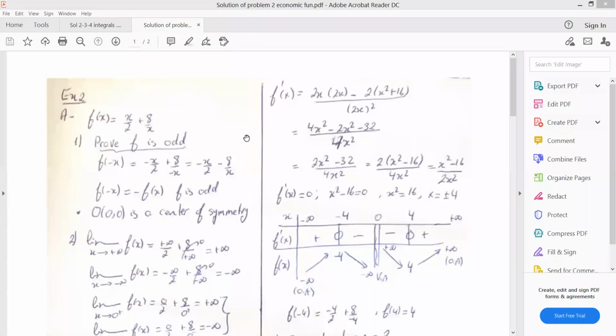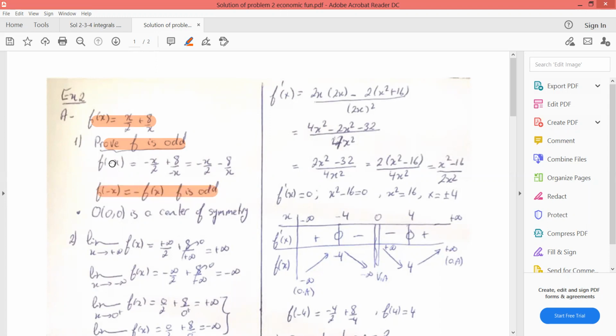So exercise 2. We have the function f(x) equals x over 2 plus 8 over x. We have to prove f is odd. What is the rule to prove that the function is odd? f(-x) equals -f(x). This is the rule. f(-x) equals -f(x), so f is odd. This is the rule.